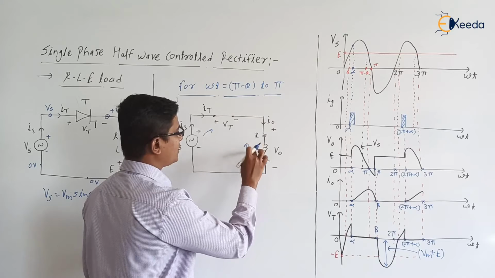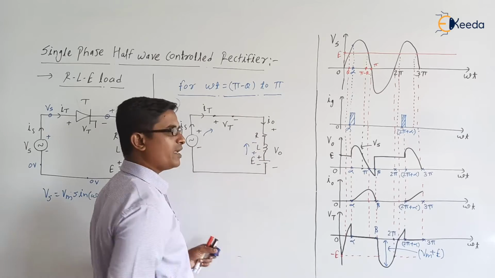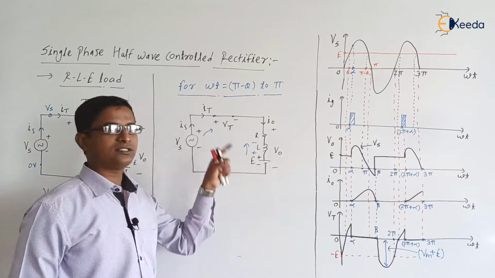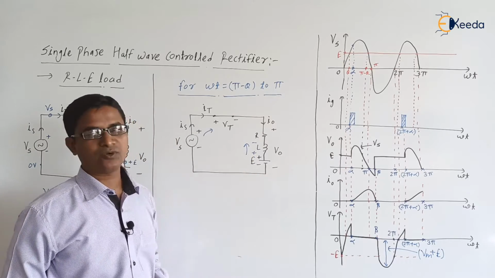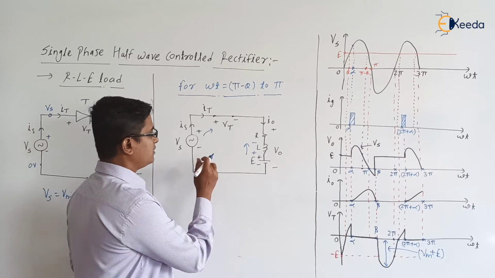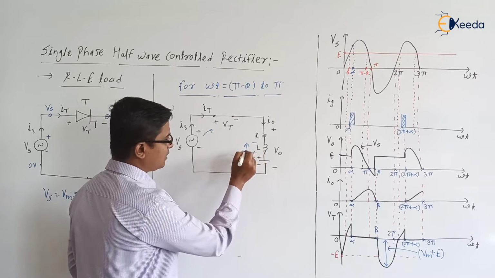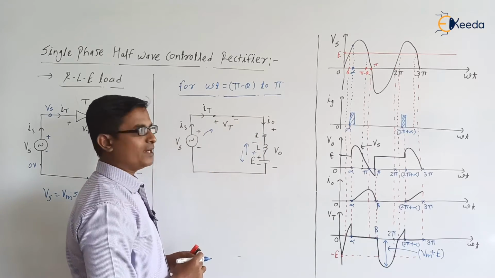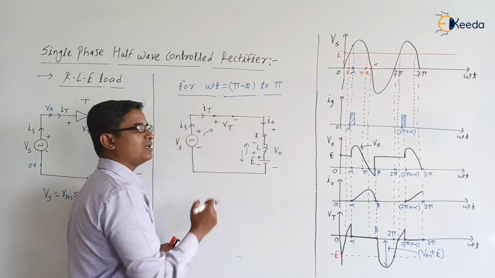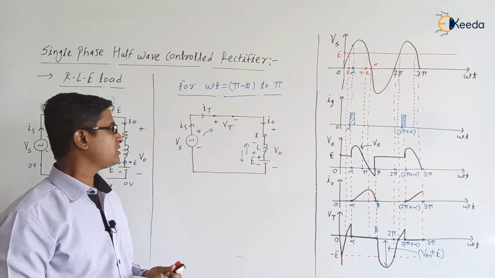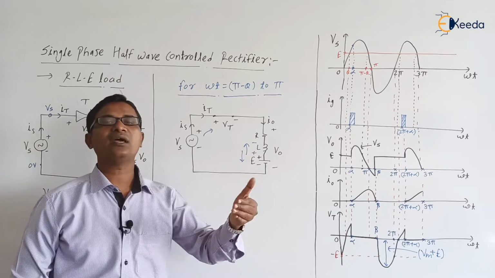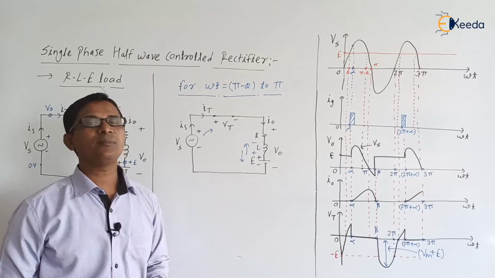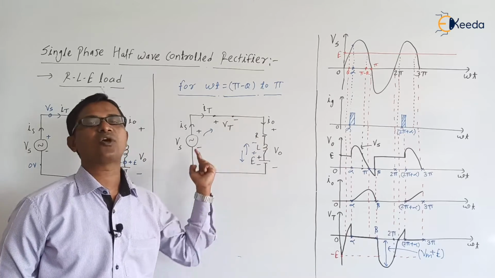No. Whatever energy the inductor stored from omega t is equal to alpha to pi minus theta, the inductor will release that energy in opposition to that of the EMF. So this inductor will try to circulate current in the clockwise direction. Vs is also trying to circulate the current in the clockwise direction, but E is trying to circulate current in the anti-clockwise direction. Here Vs and the inductor both assist each other, so their voltage will become greater than that of the EMF. That's why the resultant conduction will be in the clockwise direction only.